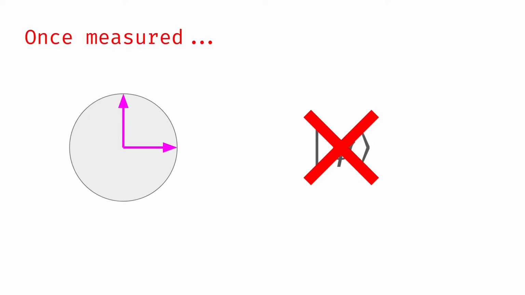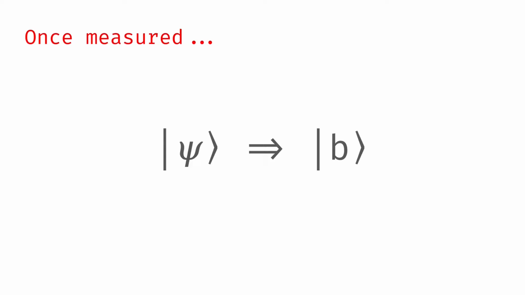But once we measure it, obviously we can't open the box and find out Schrodinger's cat is both half alive and half dead. That's not how that works. So what happens is it collapses into one of the basis states. And this is where amplitudes come in handy.